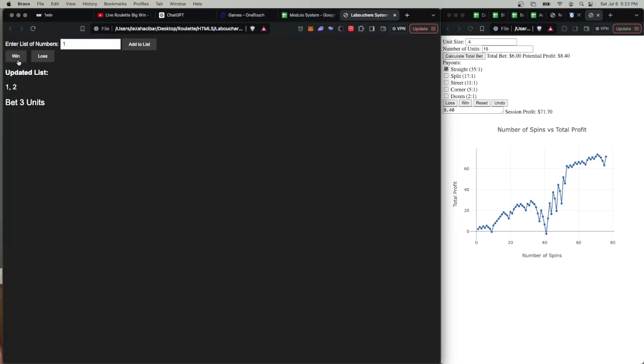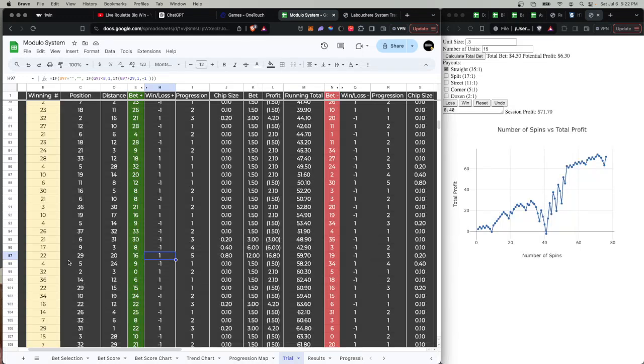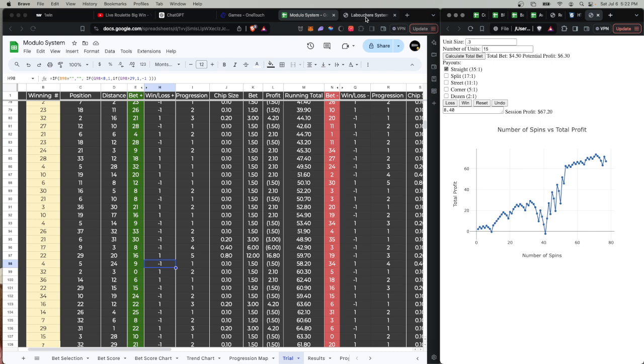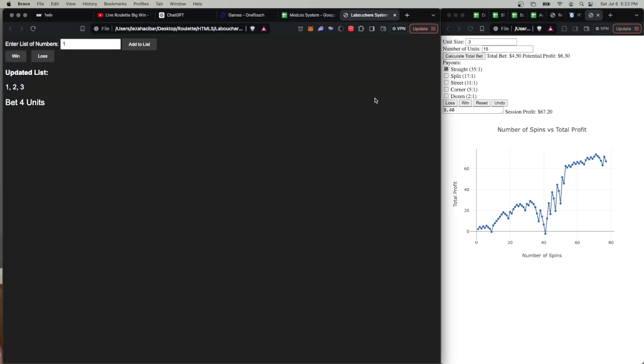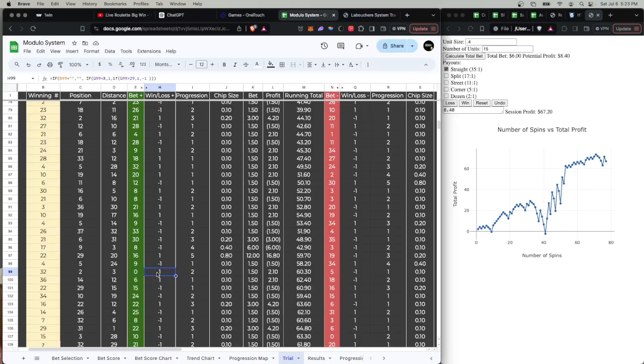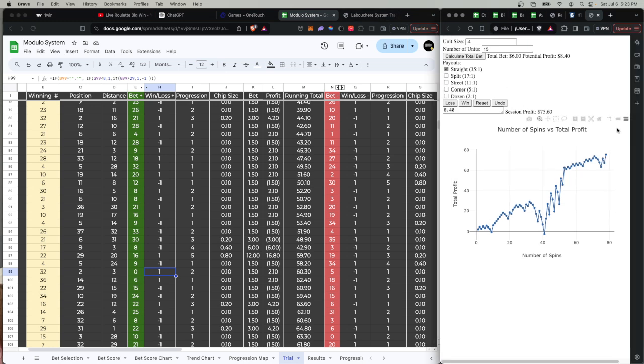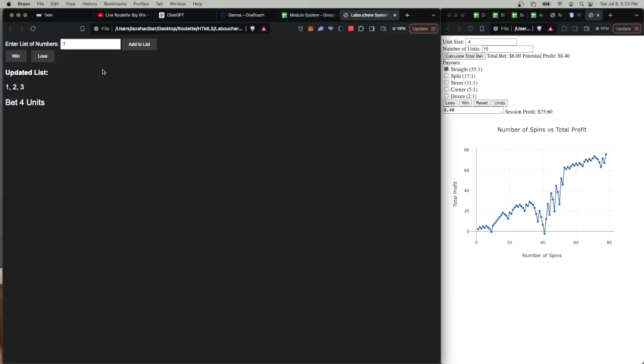So we win. Now we're on a 3 unit bet, and we lose. So it's a loss. Loss. Now it's back to 4 units. Calculate. We win. So we put that in. That gives us profit. We win. Now we got 2 units.